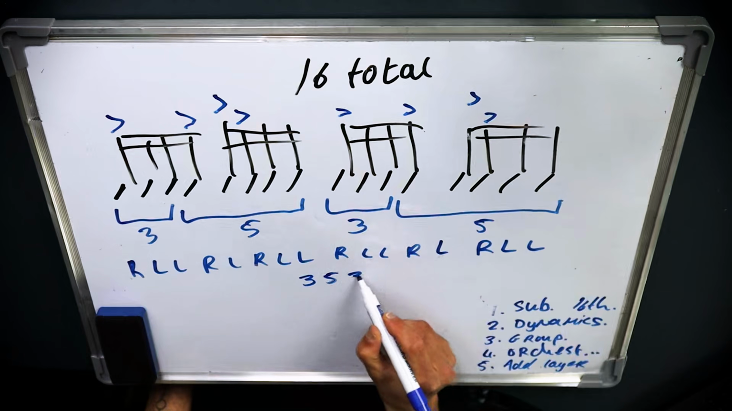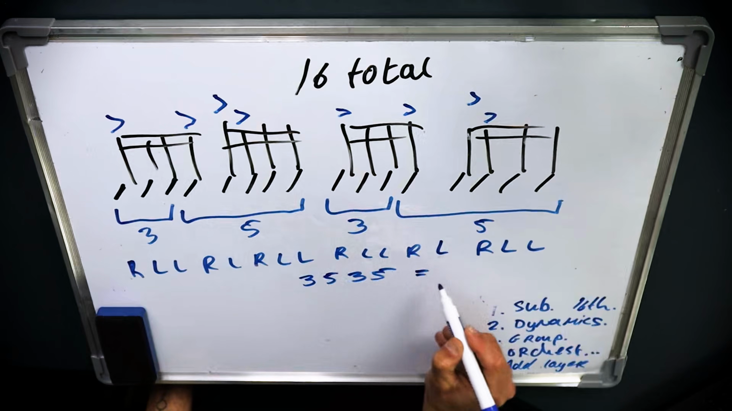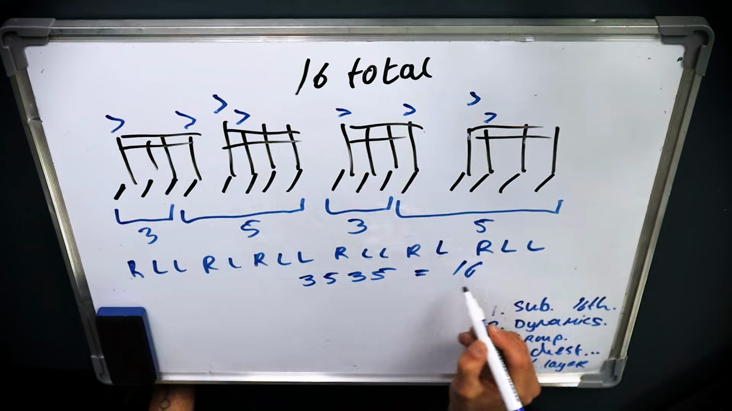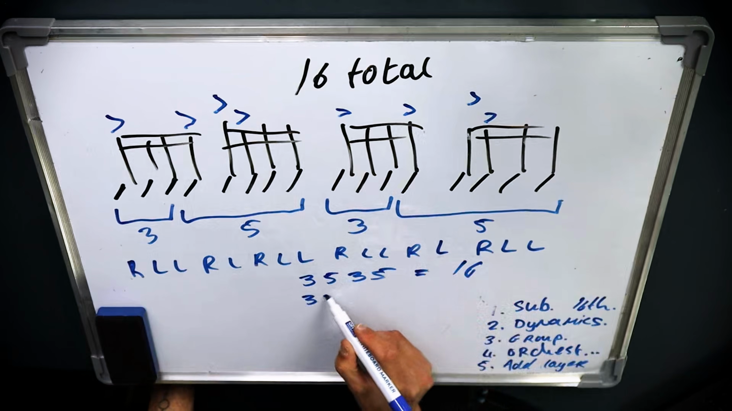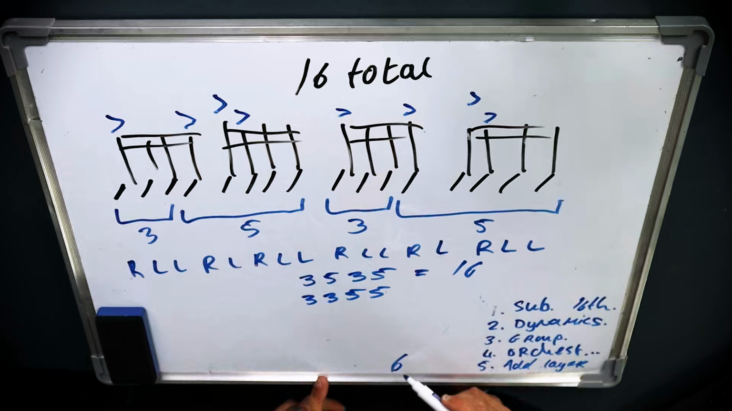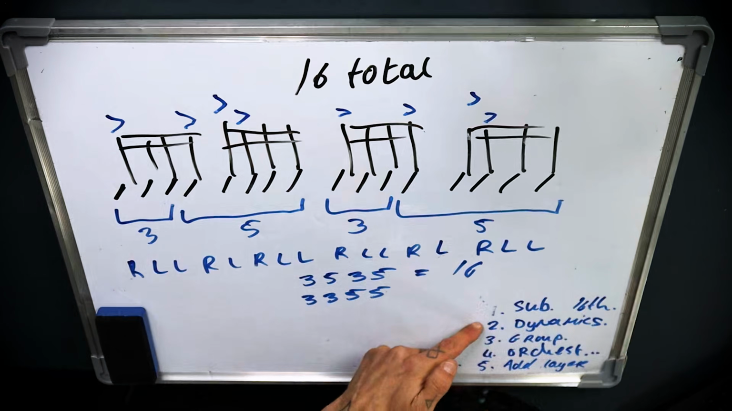So let me show you one more idea that you can use. Now we played 3-5-3-5, right? Which is 16 in total. Beautiful. What if we played 3-3-5-5? Wait a minute, we can change the order? Yeah, of course you can. And then, right? So that would be number 6. You can change the order, and then you go through the whole process again.